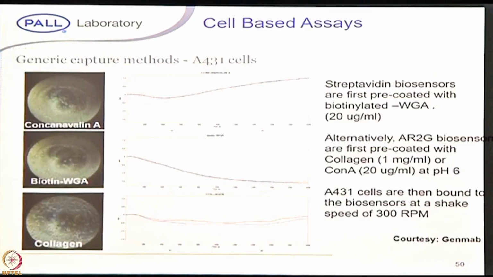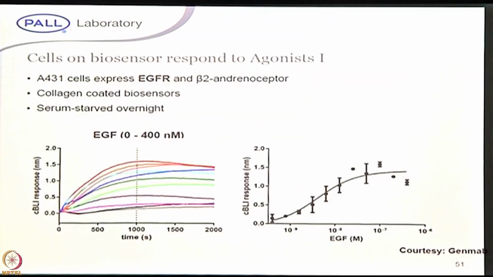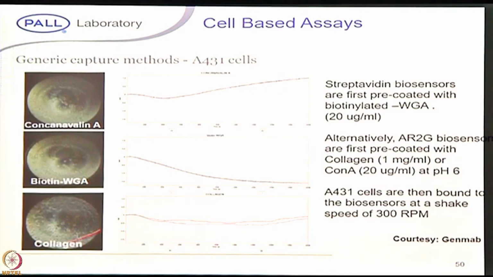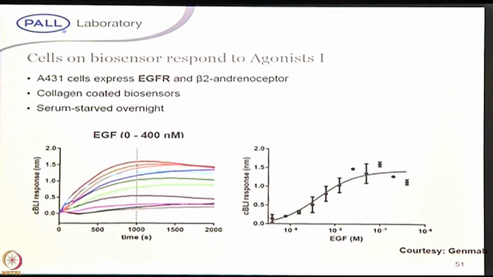Genmab recently published this data. They immobilized the entire cell on the sensor surface and tried different combinations. One example I can show you is that they took collagen and immobilized it on the amine coupling sensor. Then the A431 cells, which express EGFR and overexpress beta adrenoreceptors, were put on the sensor surface, and they performed interaction studies with respect to EGF. You can see the binding interaction.